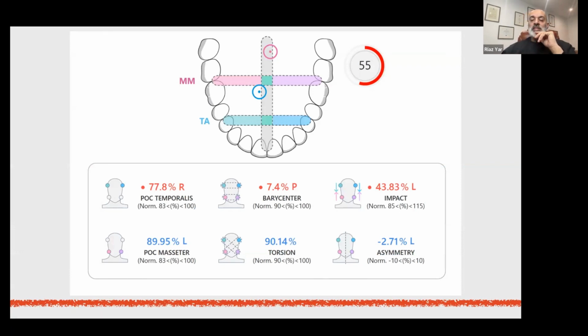Now, when we look at the data here, you will notice reds on most of the things. So half is red and half is blue. So the red is telling us that there is an issue with the muscles. So in this top right-hand corner of the picture, you will notice 55. That is giving us an overall score.